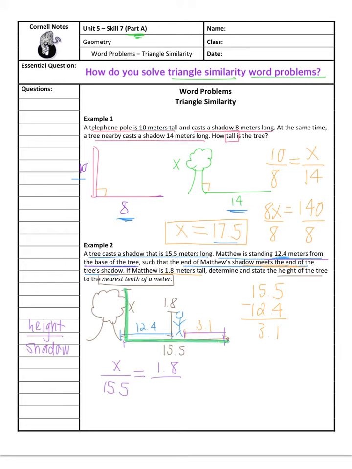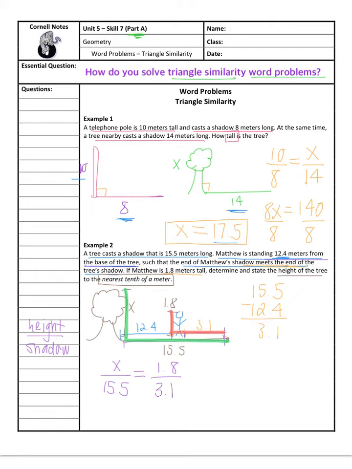So if you look at this, I'm just showing you my highlighter here, L's: tree's height over tree's shadow, so X over 15.5, and then Matthew's height, 1.8, over Matthew's shadow, 3.1, that's going to allow us to finish our proportion. All right, so you always want to be able to make those L's when you set your proportion up, and now that you have your proportion, you can simply solve.